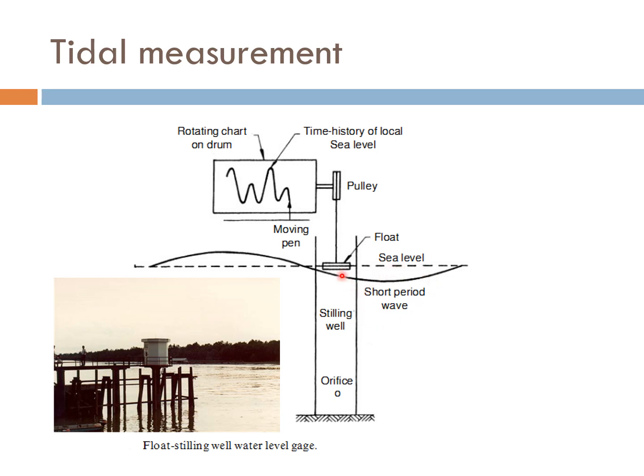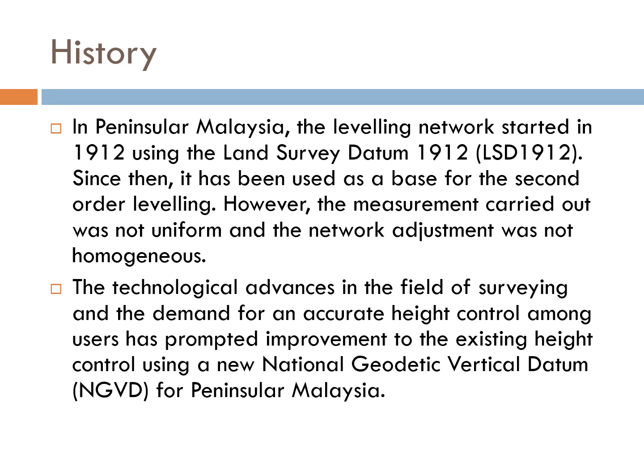The float rises and falls according to the change in water level to activate the pulley so that it gives us a record of the water level changes. In Peninsular Malaysia, the leveling network was first established by the British, known as the Land Survey Datum in 1912. This is based on tidal observation in Port Klang over a period of only 8 months, and as a result, it has limited accuracy and a limited number of witnesses.